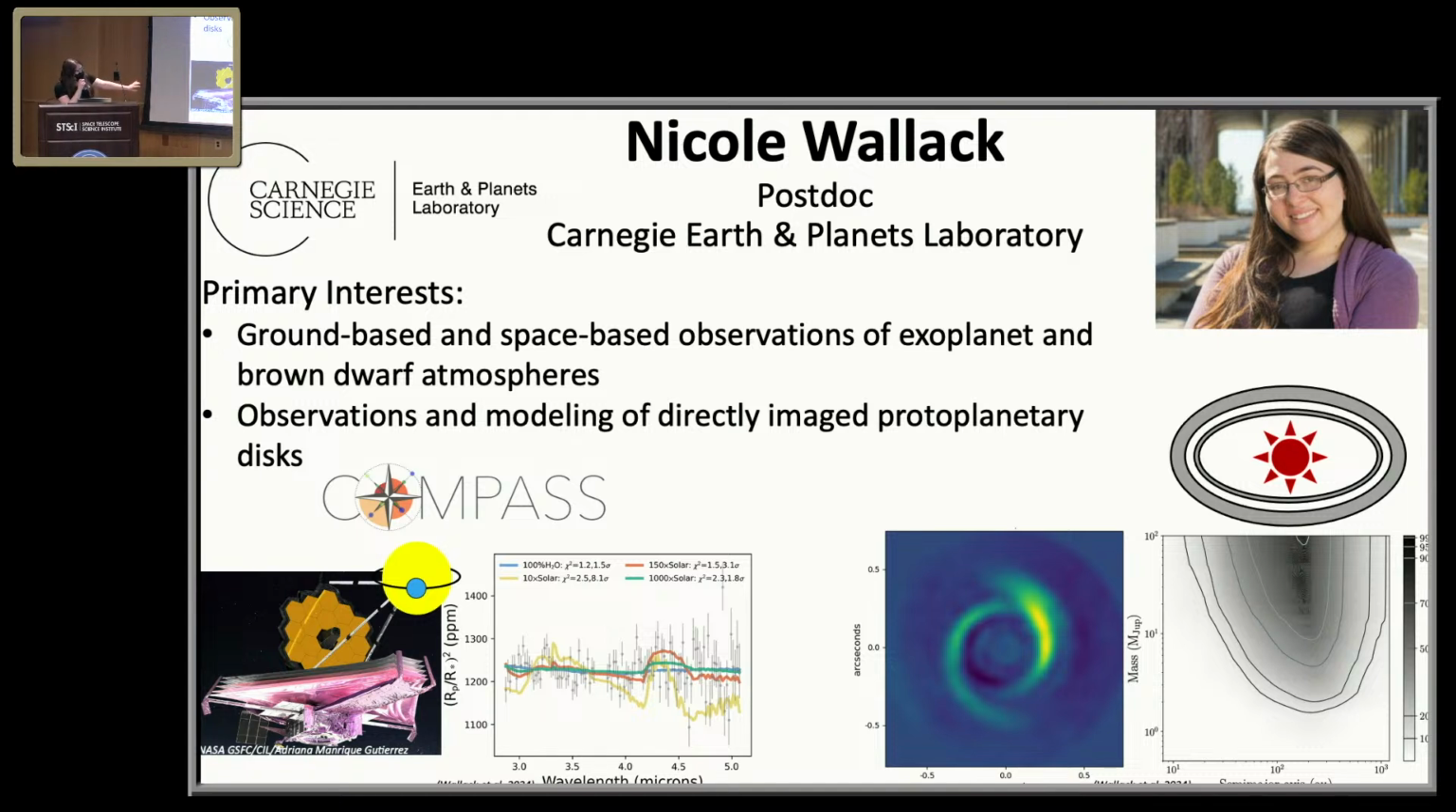On the far right, I show our overall survey sensitivity of these 43 different disks. Please chat with me about direct imaging or JWST observations of small planets, or anything else. Thank you.